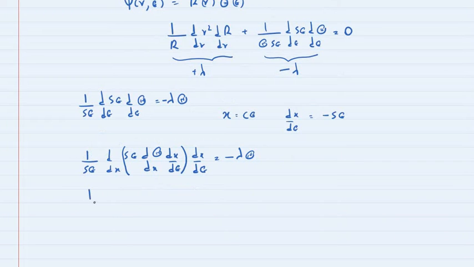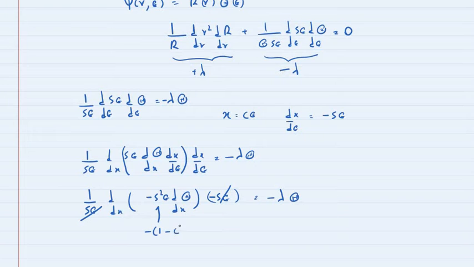So this equation becomes (1/sin θ) d/dx (-sin^2 θ dΘ/dx) multiplied by -sin θ is equal to -λΘ. This sin θ and this sin θ cancel out, and sin^2 θ is equal to 1 minus cos^2 θ, which is 1 minus x^2.